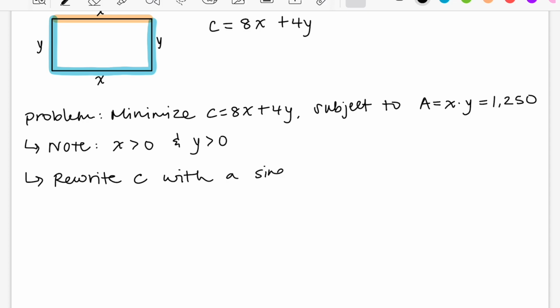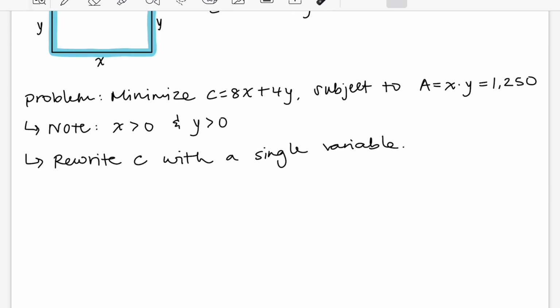Okay. So again, our first step is going to be to rewrite what we want to minimize with a single variable. And we're going to do this using the fact that our area must be equal to this. So what we can do is solve for y, and we can easily do that just by dividing by x on both sides. So this tells us y is equal to 1,250 over x. So then we can rewrite our function in terms of just one variable x as this here.